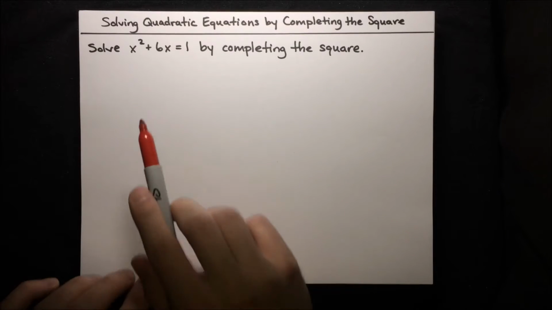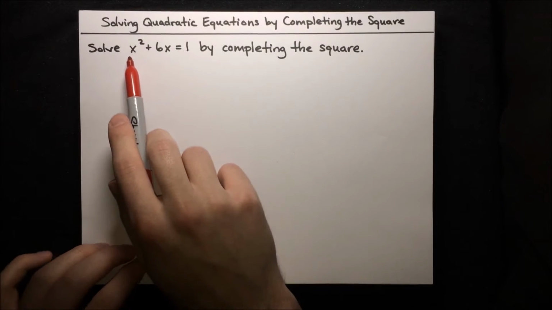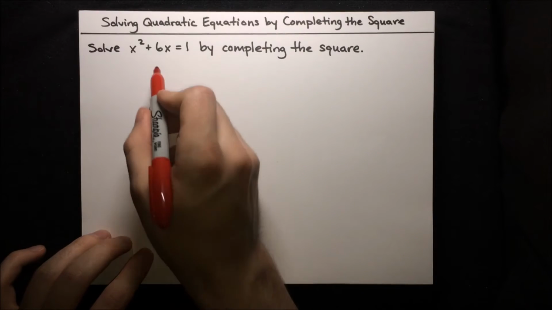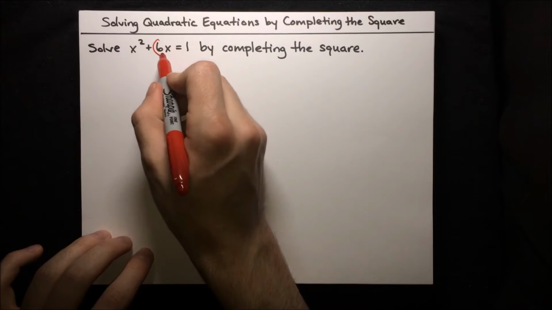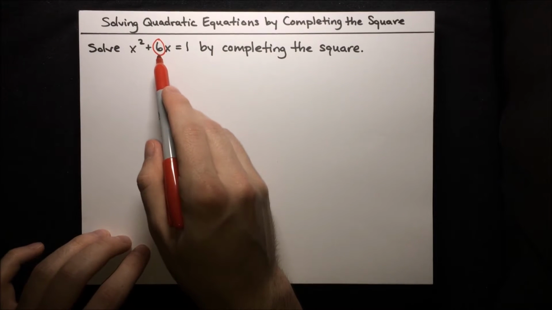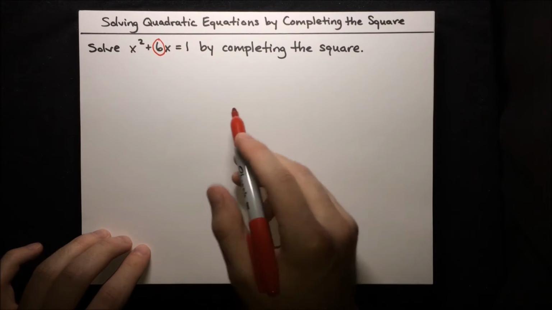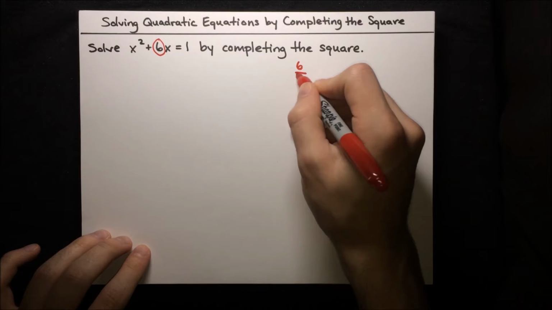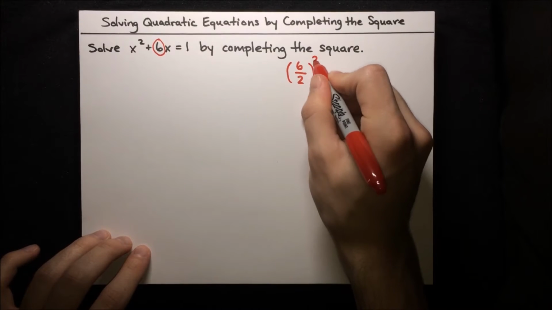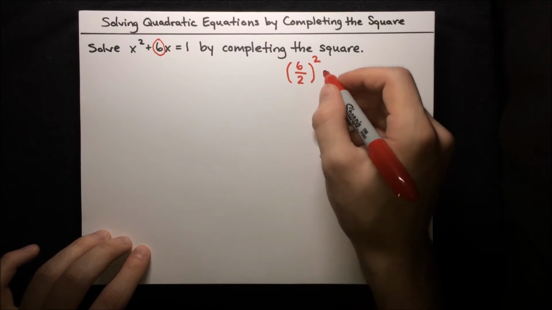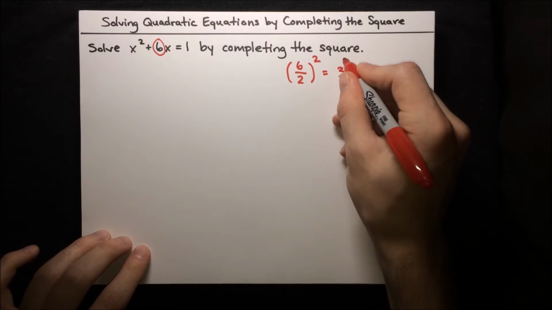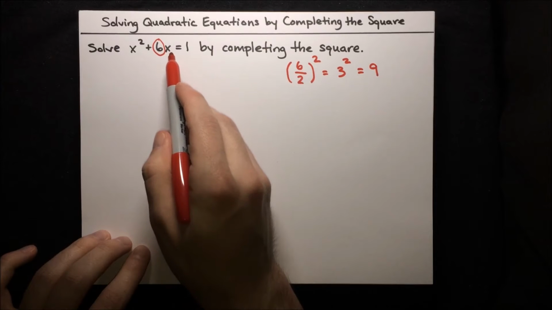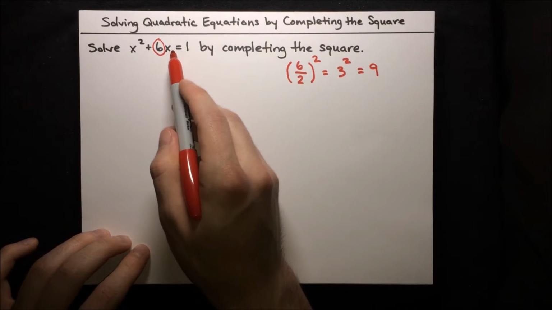And to do that, we need to start by completing the square on the expression on the left-hand side. So remember how we do that is we take that x coefficient, the 6 here, and we have to do some operations with that coefficient to figure out what we add. So we divide that 6 by 2, and then we square the result. So 6 over 2 squared. 6 over 2 is 3, and then 3 squared is 9.